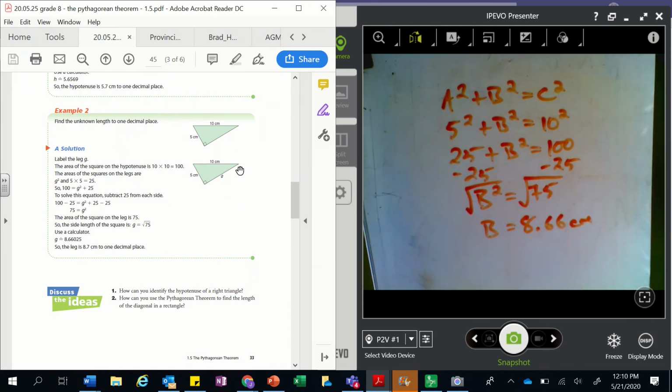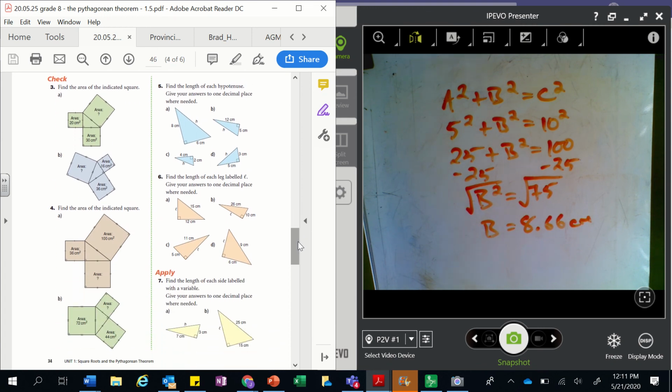So see my little hand here? We took a squared plus b squared equals c squared, but we had to balance the equation to find that b, this leg, was 8.66. And when I look at the picture, does it look about right? If this is 5, does that look about 8.66? Yep, that looks a bit reasonable to me, because I know this hypotenuse would be slightly longer.